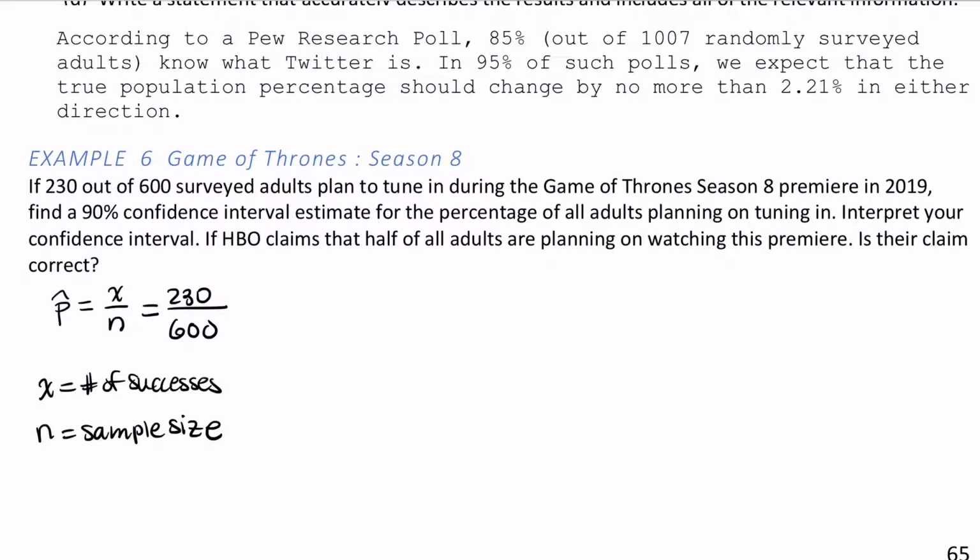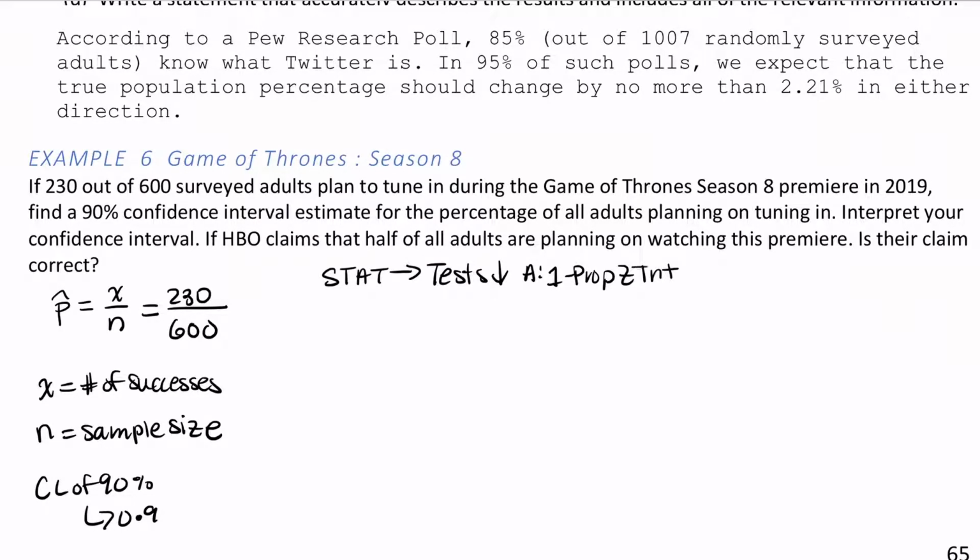Now we have our confidence level of 90%. As a decimal, this is 0.9. So let's get out our calculator. You're going to go to Stat, over to Tests, and then down to part letter A, which is 1-PropZInt.